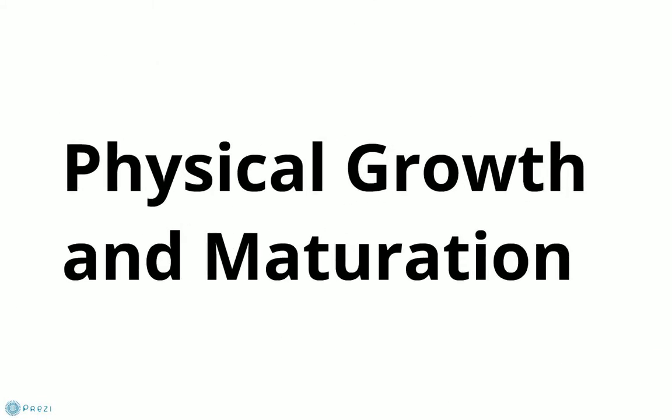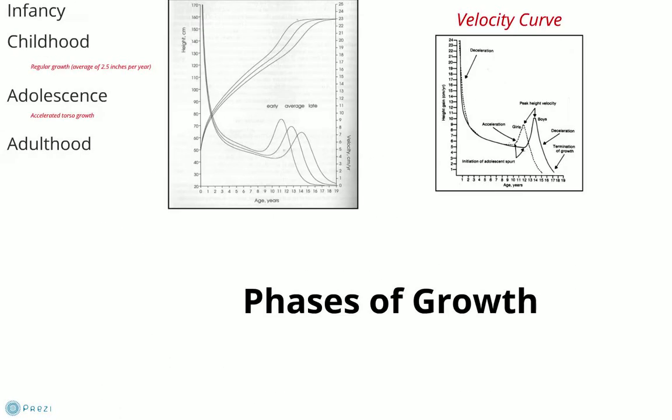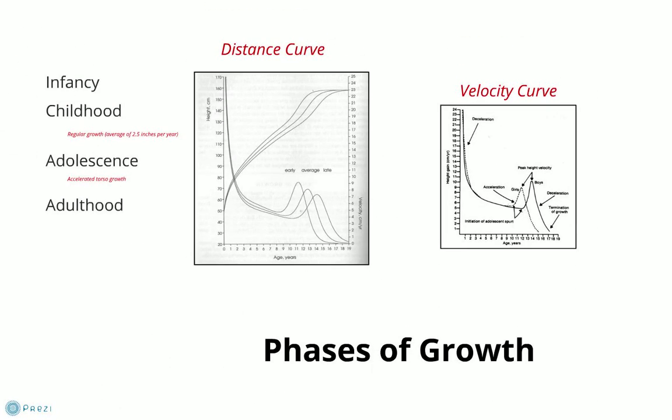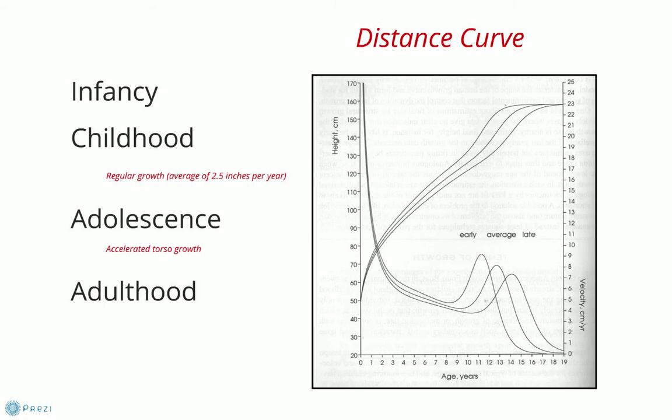So we're going to talk a little bit about physical growth and maturation, and we're going to start by talking about the basic phases of growth for the average human being. And again, I want to indicate that these are average growth curves. We're talking not about specific people, but human growth on the average. There are 4 different phases of human growth.